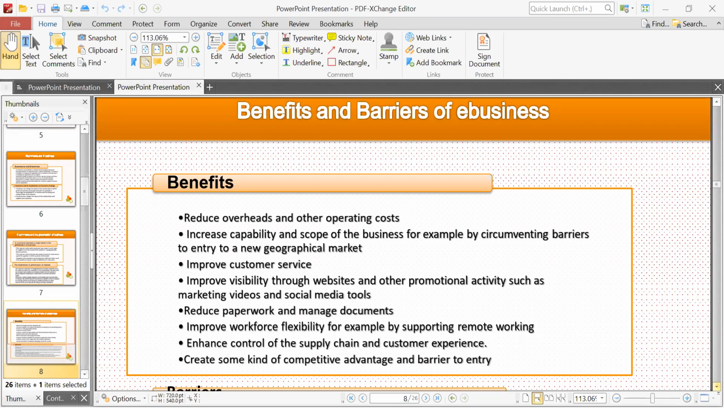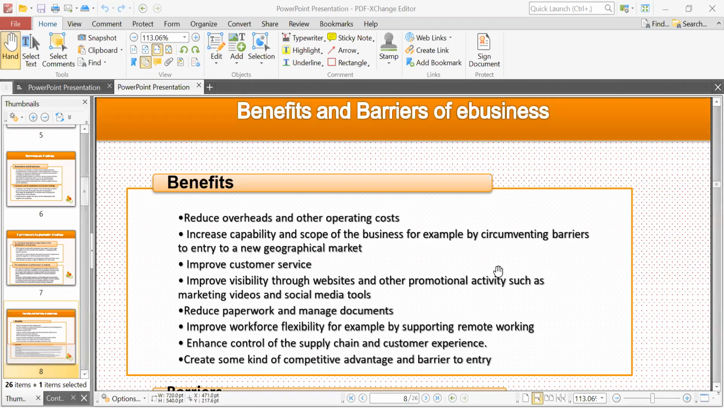Number two, increased capability and the scope of business. So the scope of business is increased. For example, you are able to circumvent barriers to entry to a new geographical market. So what the internet has done is that barriers to entry have been brought low, especially when you are trying to venture into a new geographical market.